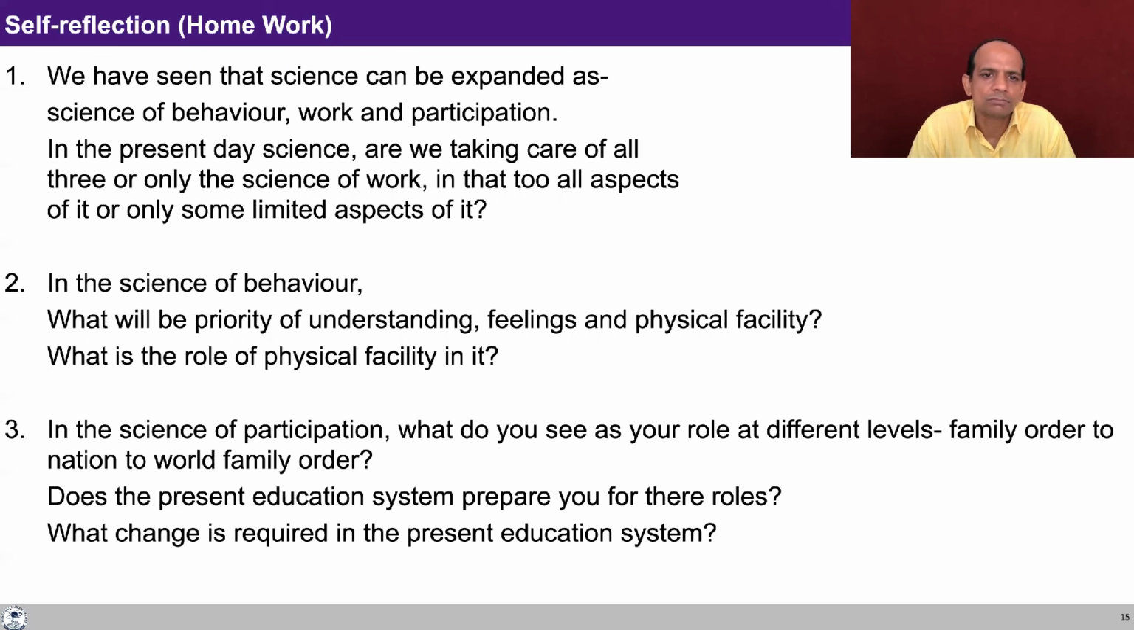Try to look into the books of science and see whether we are able to talk about science of behavior as well as work, as well as participation, or we're only talking about some limited aspects of a physiochemical entity. Next, in the science of behavior, what will be the priority of understanding, feelings and physical facility? And what is the role of physical facility in it? The physical facilities work as an instrument, we'll see, but you have to make out the priority among the three. And try to relate it to your day-to-day life.